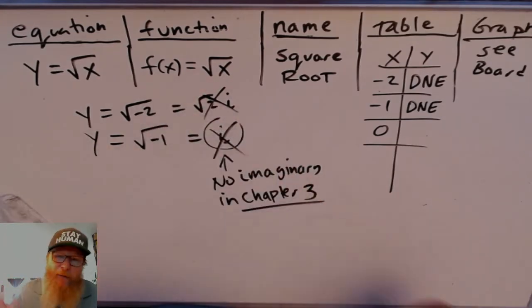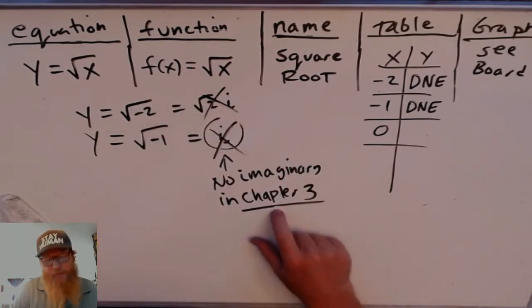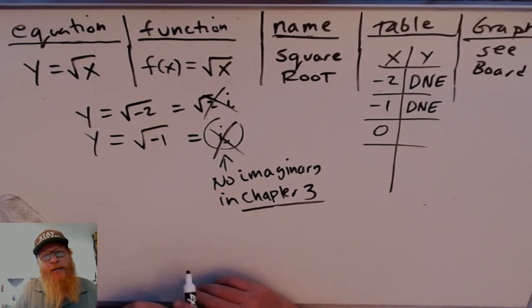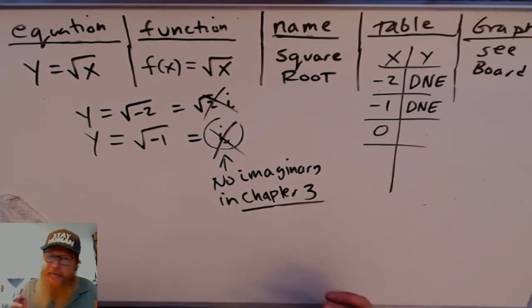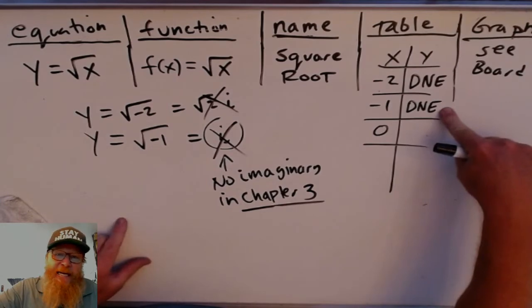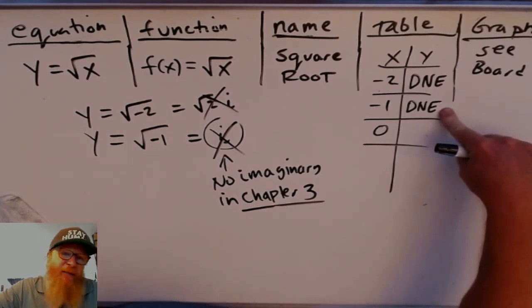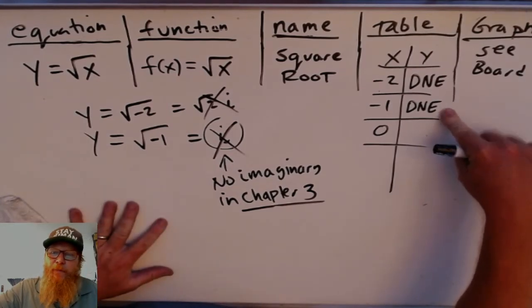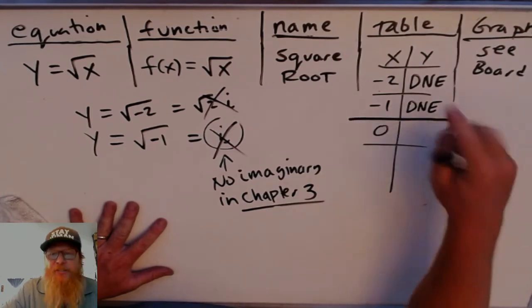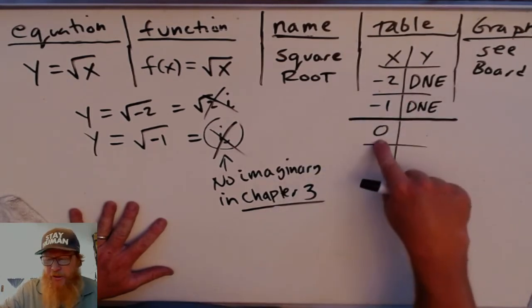We just pretend like we never learned them. All right, so just general principle, no imaginary in chapter 3. So if you get an imaginary, just put DNE. That's just an automatic does not exist. So that means I'm not going to use negative numbers. I'm going to start with 0.